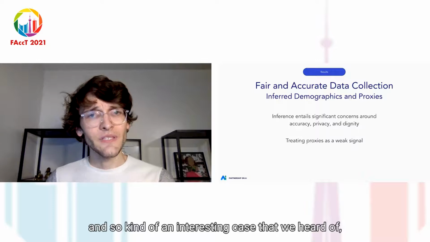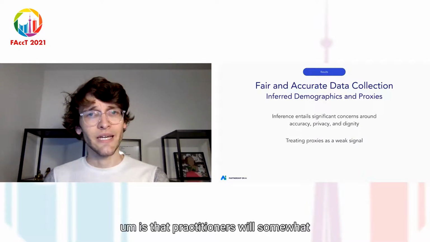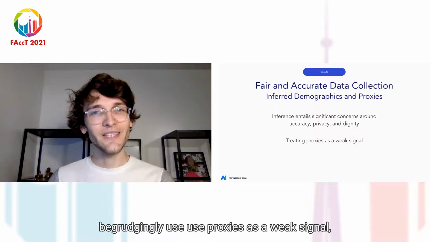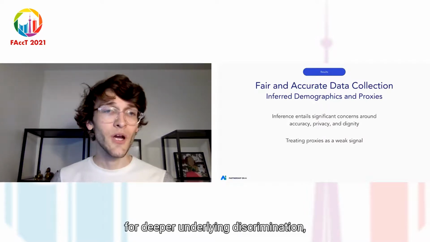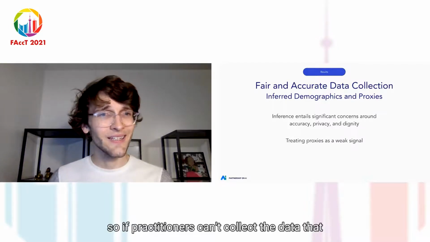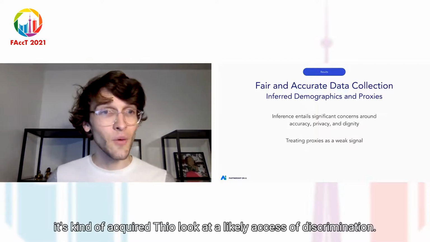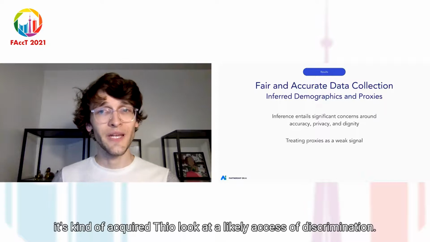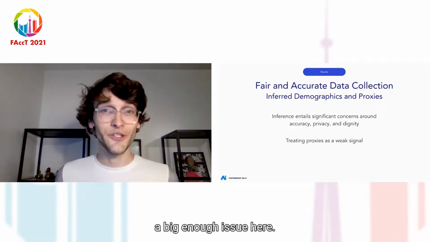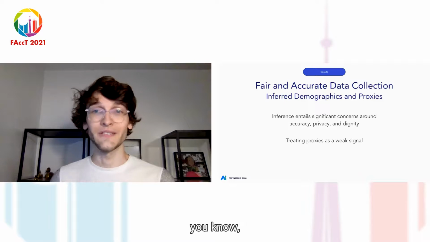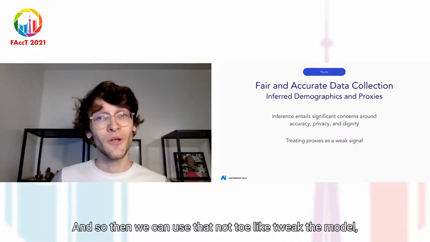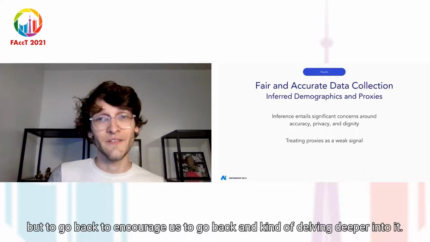And so an interesting case that we heard of is that practitioners will somewhat begrudgingly use proxies as a weak signal for deeper underlying discrimination or issues in their models. So if practitioners can't collect the data that is required to look at a likely axis of discrimination, then that's when they'll turn to these loosely related variables, thinking that if there's a big enough issue here, it's probably indicative of a broken model or something. And so then we can use that not to tweak the model, but to encourage us to go back and delve deeper into it.